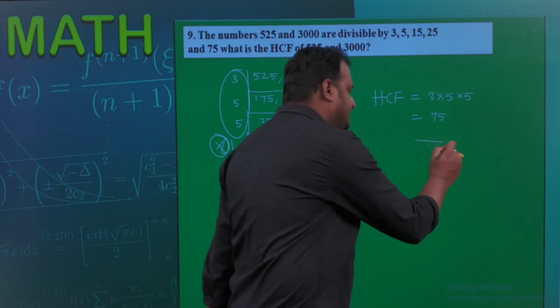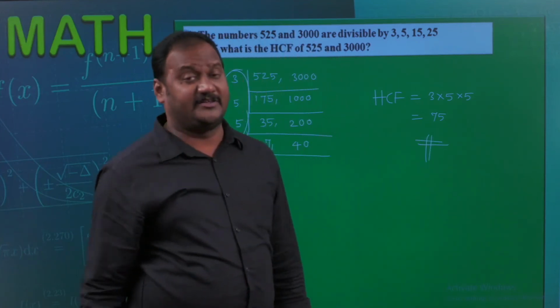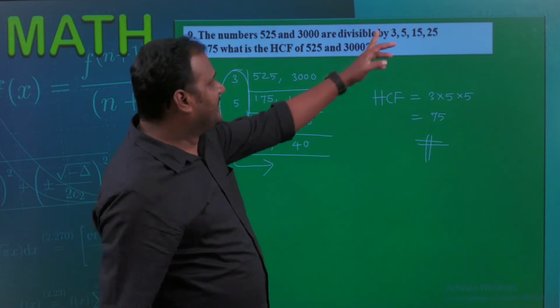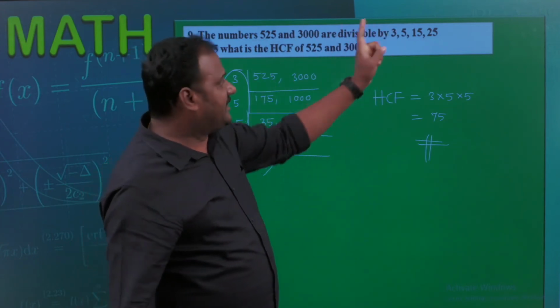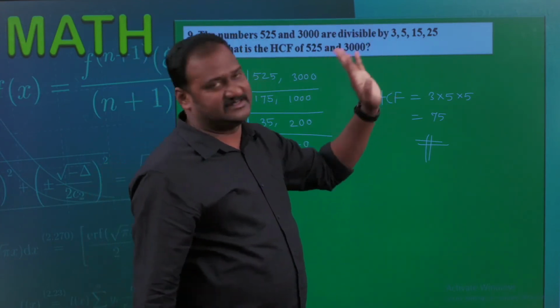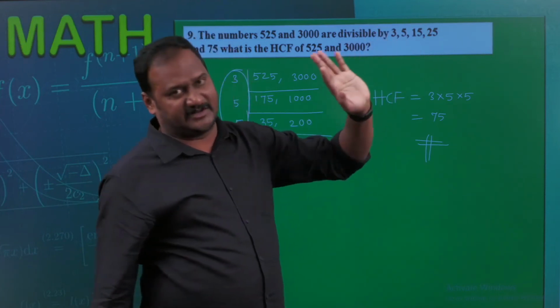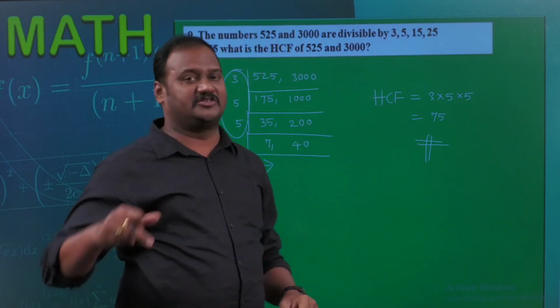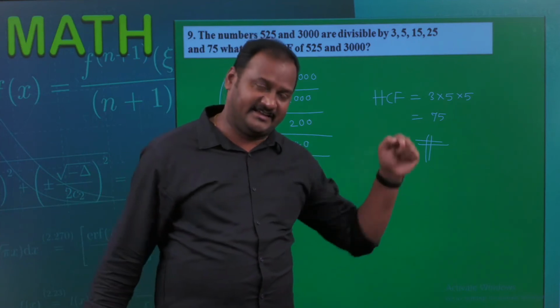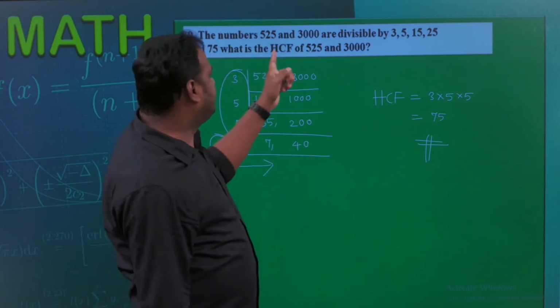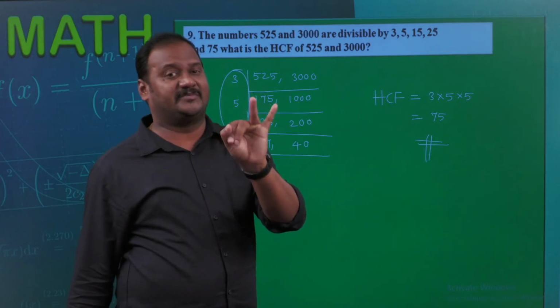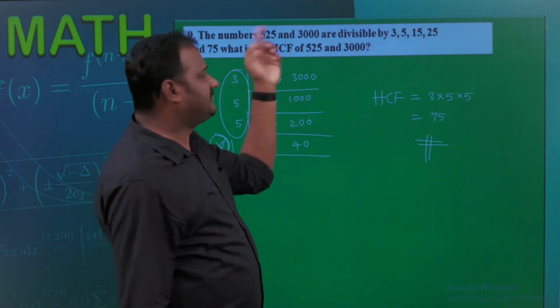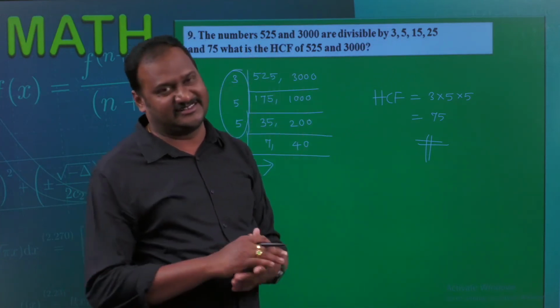But that is the way of solving the problem. If you observe the given problem, 3 is a common factor, 5 is a common factor, 15 is a common factor, 25 is a common factor, 75 is also a common factor. And in the given problem itself, it asks for the HCF, the highest common factor. What is the highest factor of all these numbers? 75 is the highest.